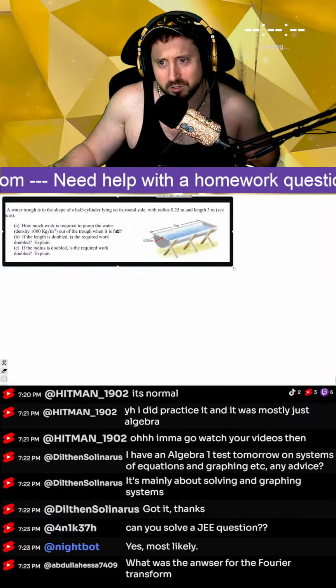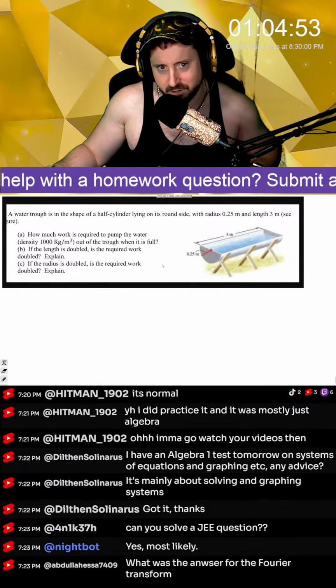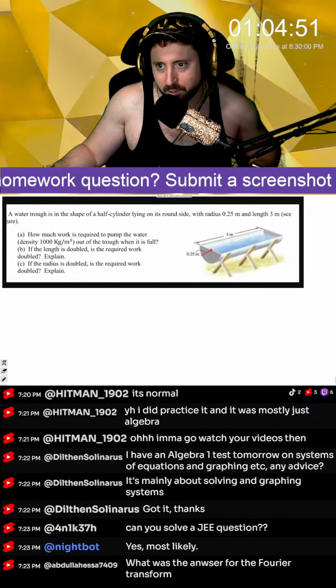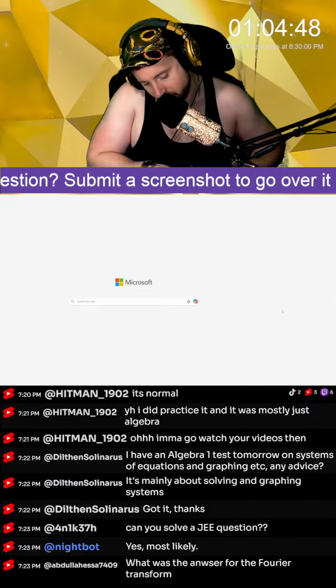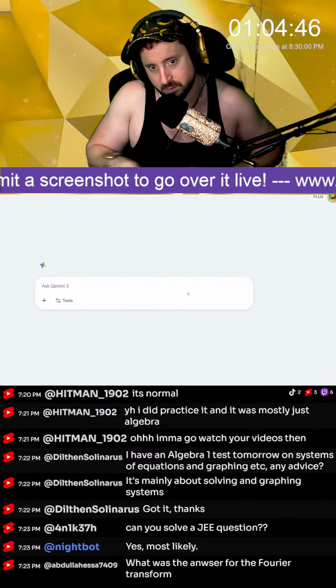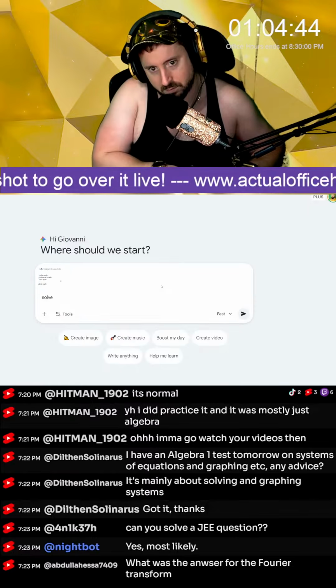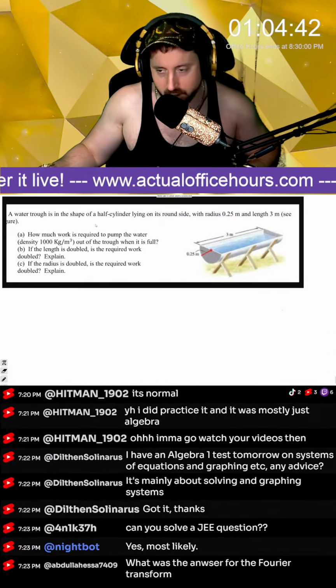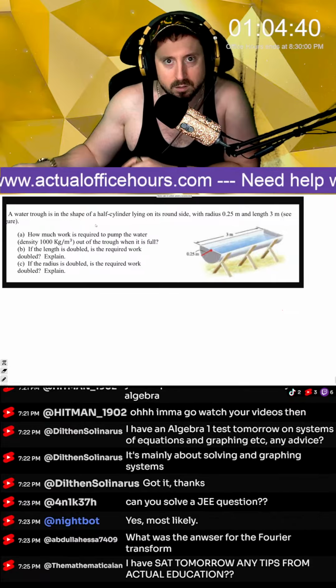All right. A water trough is in the shape of a half cylinder. You know what I'm going to do, actually? Here, I'm going to put this into Gemini just while we're doing it so I can check later that I'm doing it the right way. I think I can do this correctly, but I always like to have a little double check.